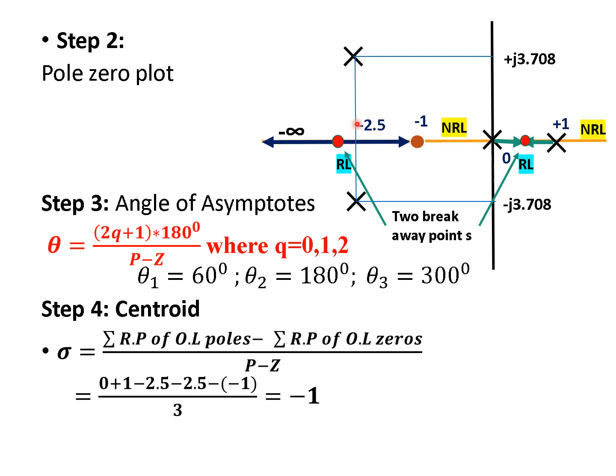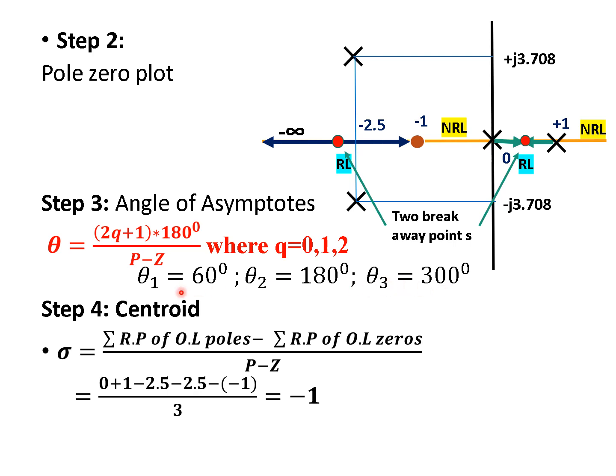Why is that? Because of the zero, there will be a breakaway point coming from infinity and reaching towards -1, and one more which will go towards minus infinity. Now angle of asymptotes. The formula is theta equals (2q plus 1) times 180 degrees divided by p minus z, where q is equal to 0, 1, 2. As the number of branches is 3, we'll have 3 asymptote angles. So theta 1 is equal to 60 degrees, theta 2 equals 180 degrees, and theta 3 is equal to 300 degrees.